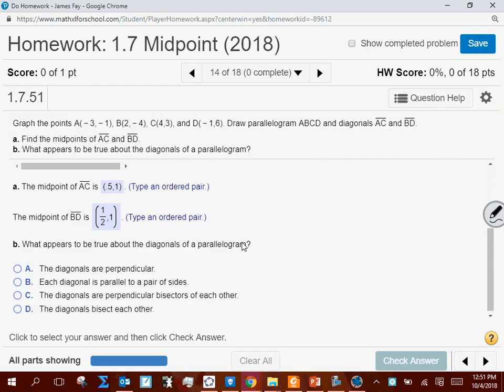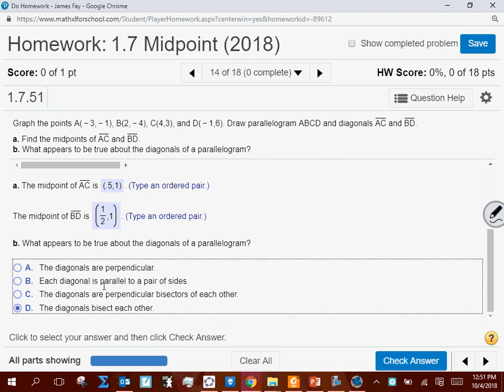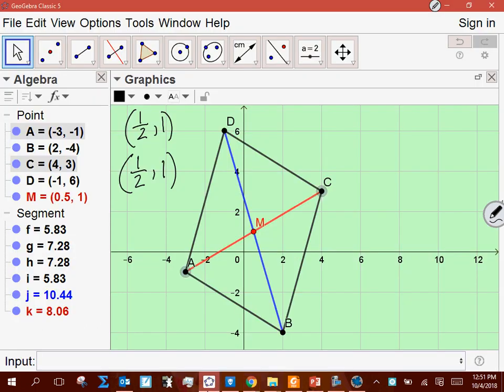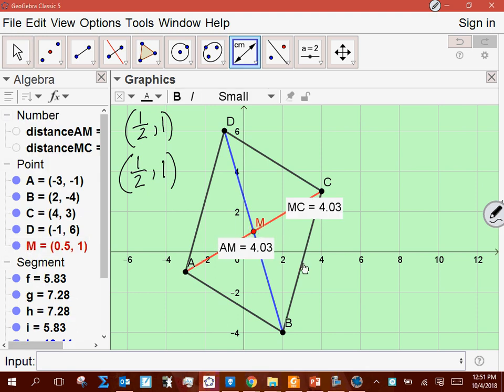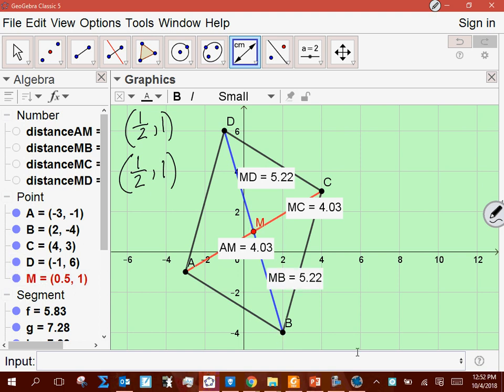Okay. So the last says, what appears to be true about the diagonals of the parallelogram? Okay. So we go through this. Based off of the information that we came up with, the only thing we can say is that the diagonals bisect each other. If we're using GeoGebra, we can validate that. We can look at A to M as 4.03, and that being 4.03. So that means that the blue one is cutting that red one in half, right? It's a bisector. We can look at this one, 5.22, and look at that one, 5.22. The red one is cutting the blue one in half. So by definition, they're both bisectors of one another.